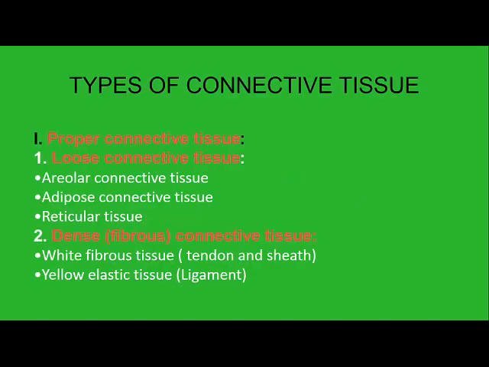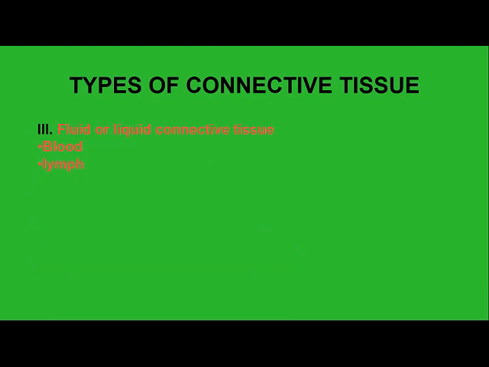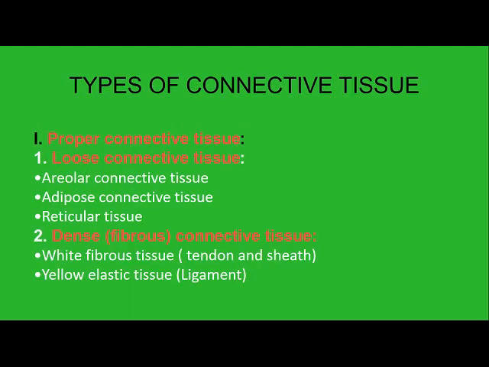Now let us understand what are the different types of connective tissue. Now this is a little bit tough. Children, connective tissues can be very broadly put into three types. First is the proper connective tissue, second is the supportive connective tissue, and third is the fluid or liquid connective tissue. The proper connective tissue is again of two types: loose connective tissue and dense connective tissue. Loose connective tissue is again of three types: areolar tissue, adipose tissue and reticular tissue. Dense tissues, children, are again of two types: tendons and ligaments.